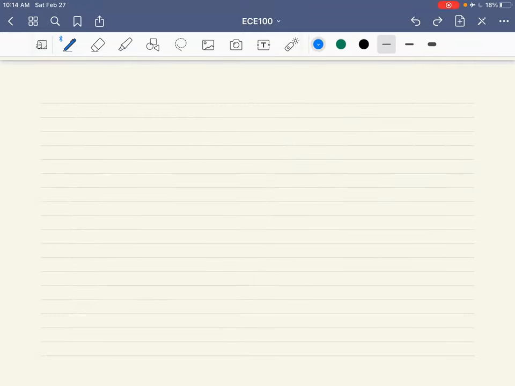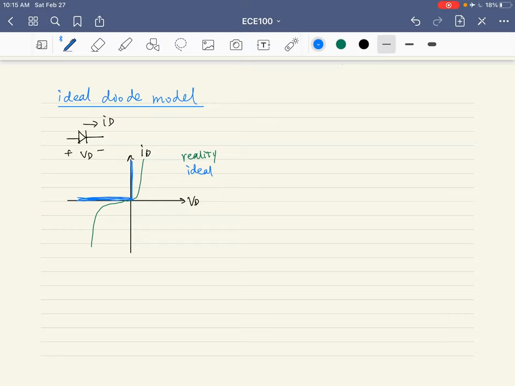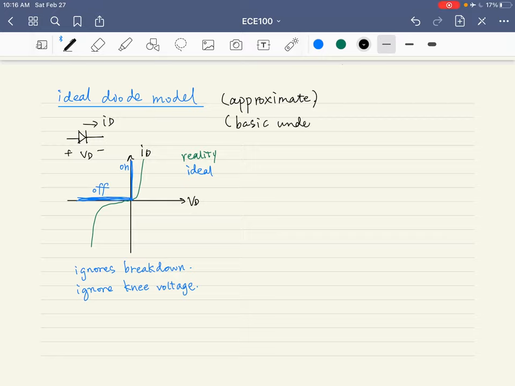Next, let's discuss the ideal diode model. In the lecture, we mentioned that the ideal diode model looks like a rectangular angle in the ID-VD diagram, right? It only has two states, off and on. You'll see that it ignores the breakdown phenomenon. It also ignores the knee voltage, right? Apparently, it is only an approximation. We use it only for basic understanding of the circuit, for intuition.